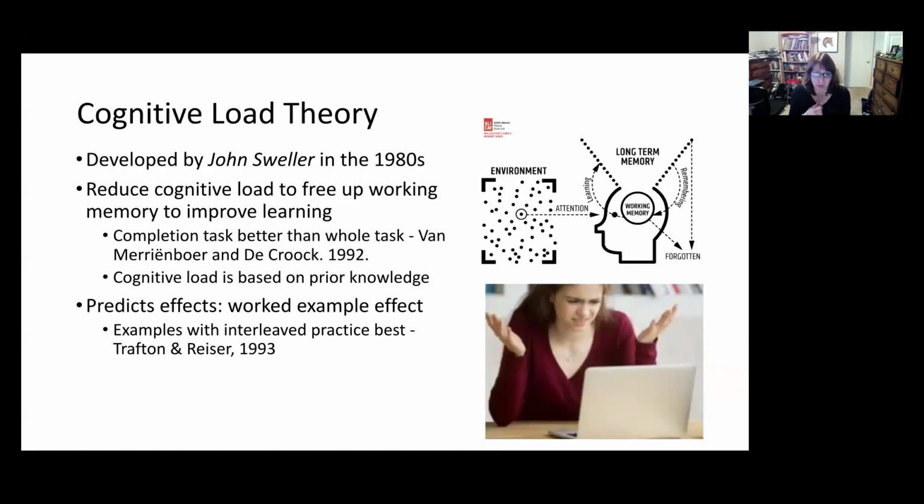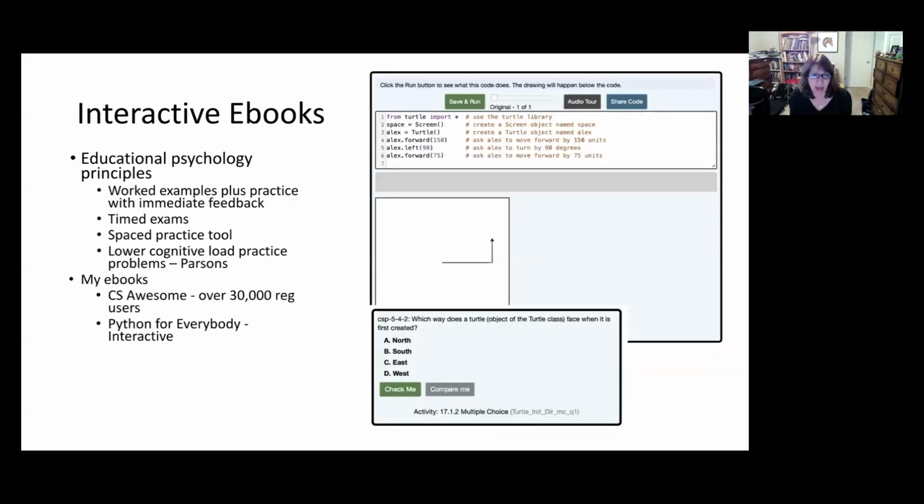And research from educational psychology shows that giving people worked examples plus interleaved practice is best. So here's some example code that's explained, plus practice to get you to pay attention to that code and use it. So that's kind of the things I was studying during my PhD. And one of the things we started doing is creating free and interactive ebooks that are based on those educational psychology principles. So worked examples plus practice.